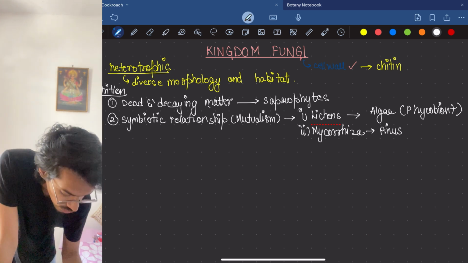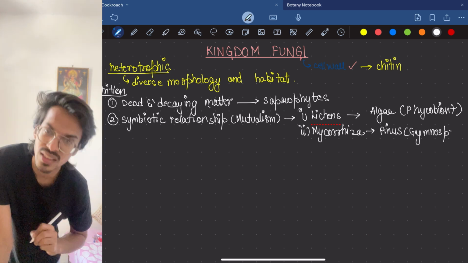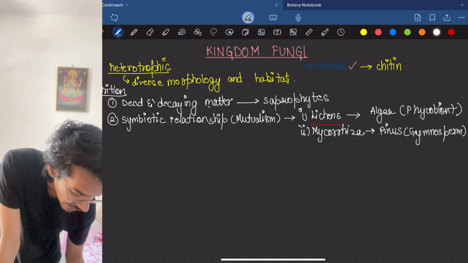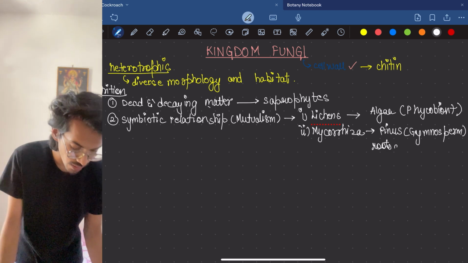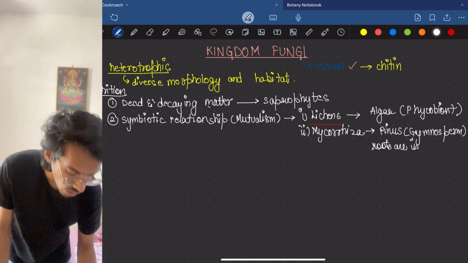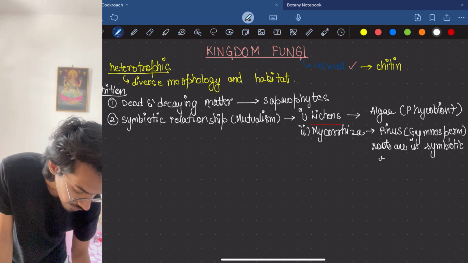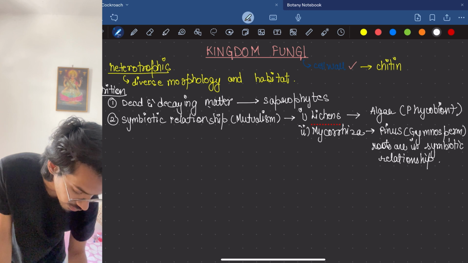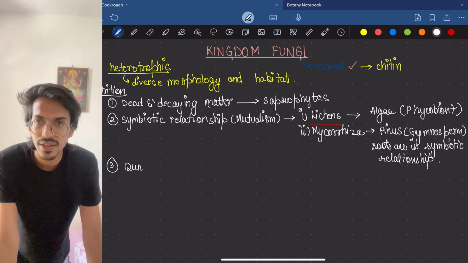Then mycorrhiza, here what happened? It is with Pinus. Pinus belongs to gymnosperms, while algae belong to the thallophytes. So with Pinus, the roots are in a symbiotic relationship with fungus. This is one way.